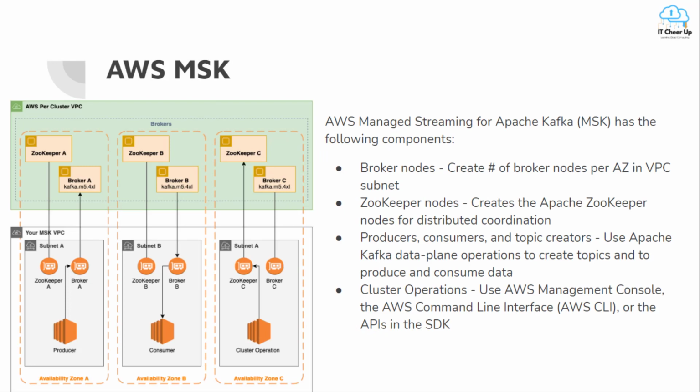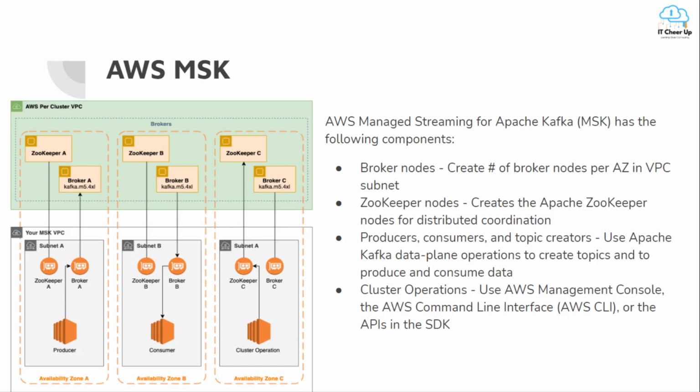Now let's take a look at another AWS native service, AWS MSK, Managed Streaming for Apache Kafka. It is also a fully managed service that enables you to build and run applications that use Apache Kafka to process streaming data. It runs the open source version of Apache Kafka. It provides the control plane operations, such as those for creating, updating, and deleting clusters.